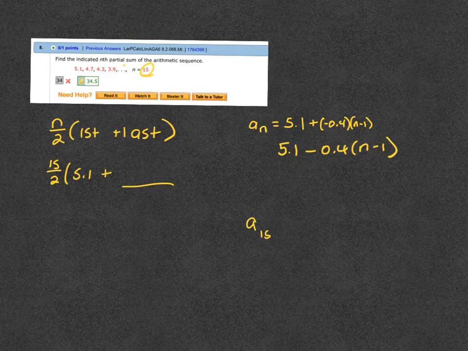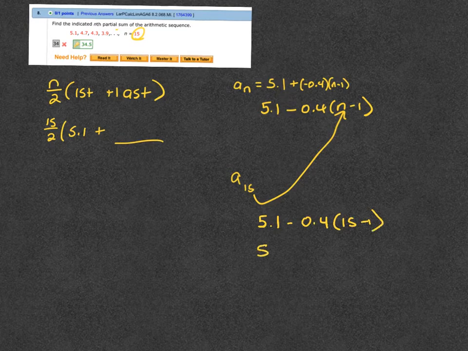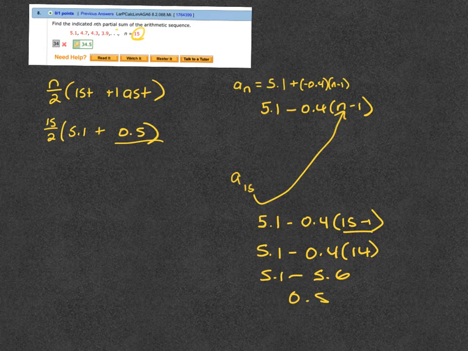It didn't ask for the equation, so you don't even have to distribute that out. If you did distribute it out, it's fine too. But really what I need to do is find out what a sub 15 is. So 5.1 minus 0.4 times 15 minus 1. 5.1 minus 0.4 times 14 is 5.6. 5.1 minus 5.6. Oh, yeah, it's n minus 1. So then it should have been that. You're welcome.